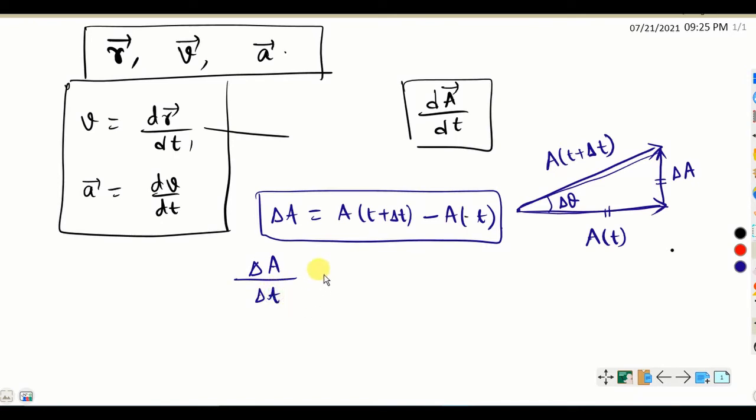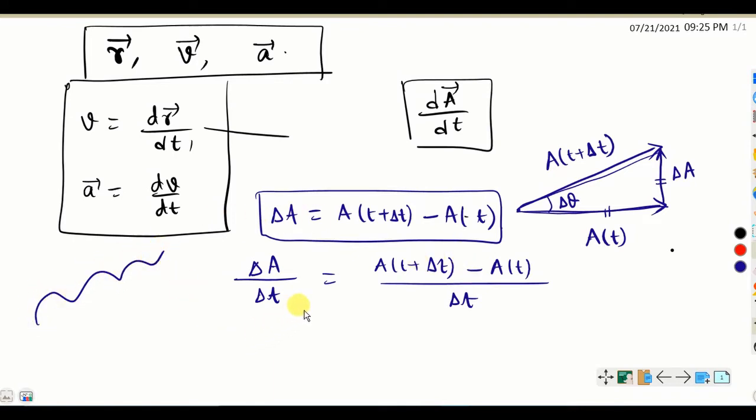We can write delta A over delta t is equal to A(t plus delta t) minus A(t), over delta t, because we are interested in per unit time how this vector has evolved. Now we are saying that this evolution is a very continuous thing, like continuous changes in some vector. So this change is very minute, like delta t is almost zero, this point is almost equal to this point, so we are going to apply this.